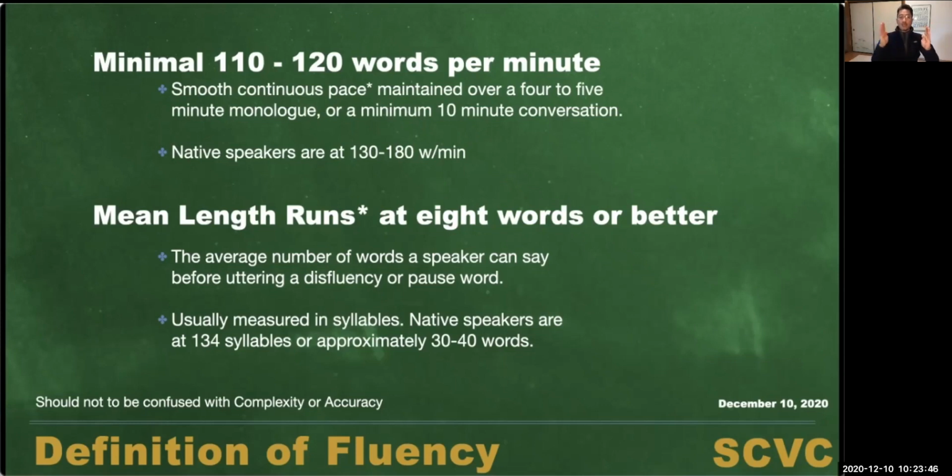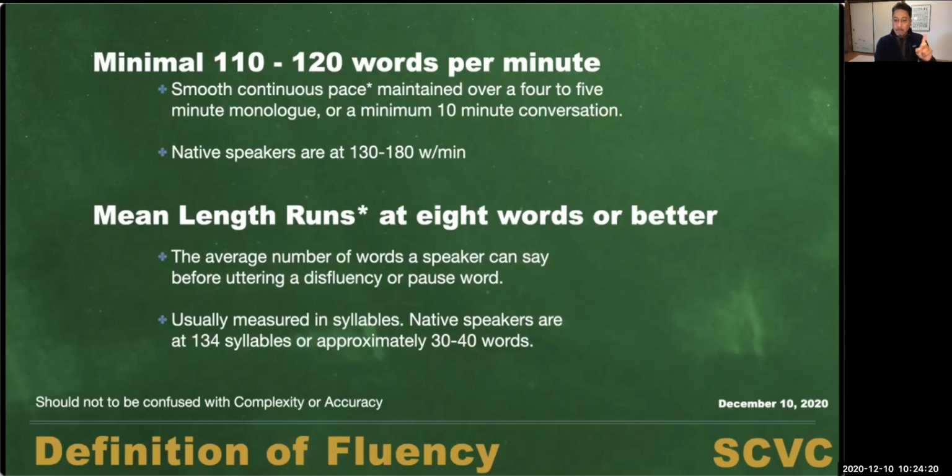Can you say 8 words all the way through without any kinds of ums or uhs? Those kinds of filler words, gap words, those are what are called disfluencies. Now, a second language speaker, if they can achieve a mean length run of 8 words or better in a meaningful utterance, okay, so you're not just saying things like chocolate, chocolate, chocolate. That's not really communicating that much, although it's obvious that you have chocolate on your mind.